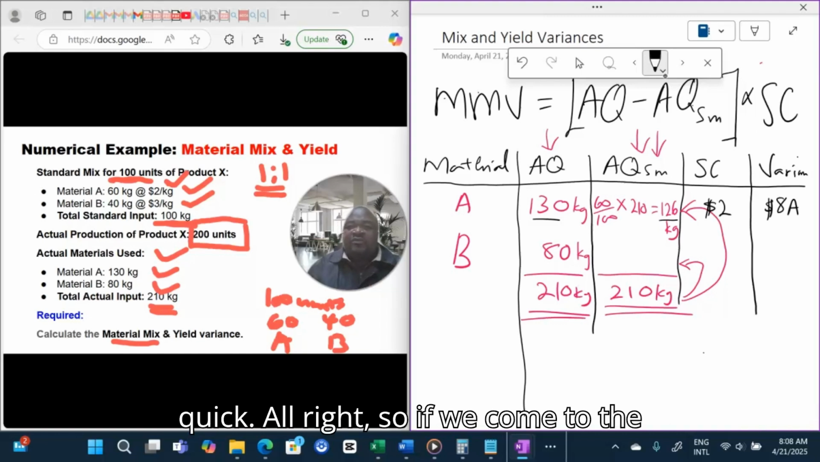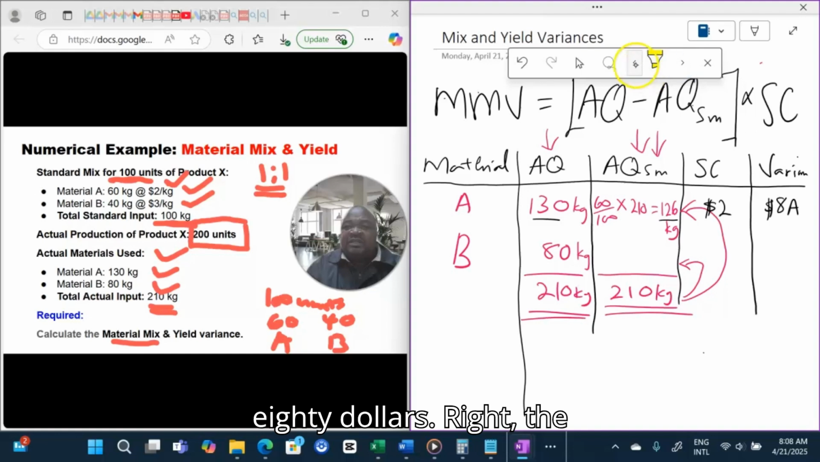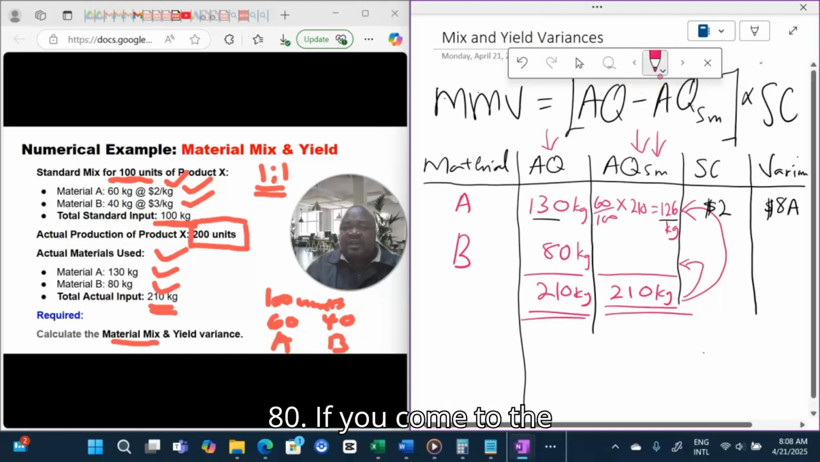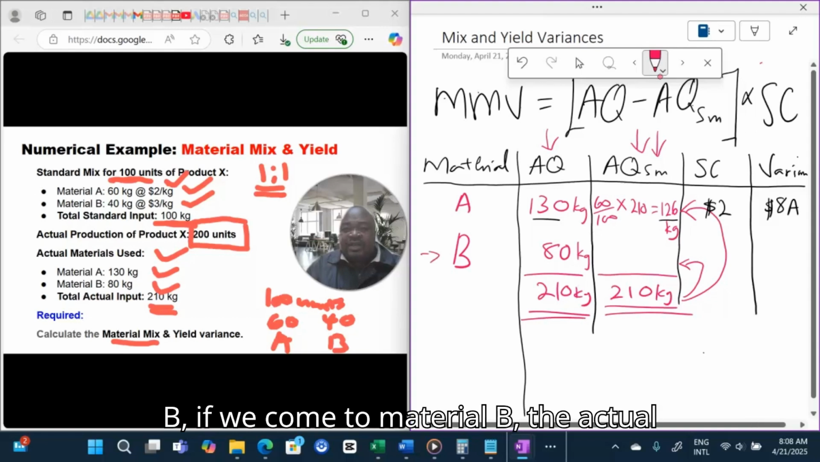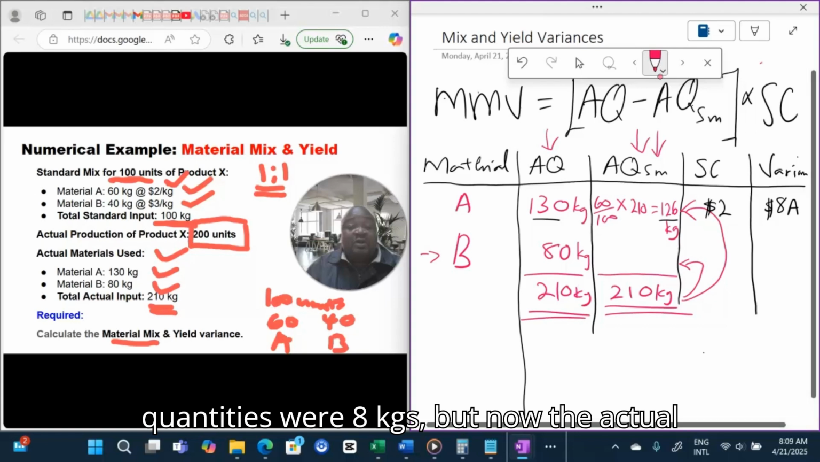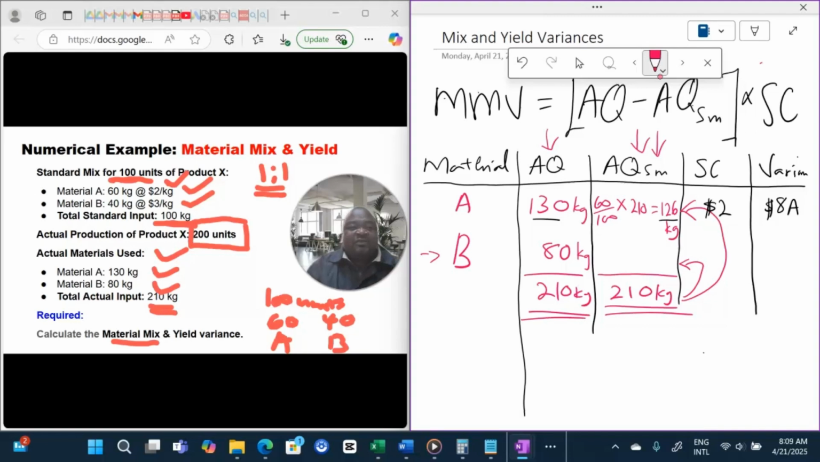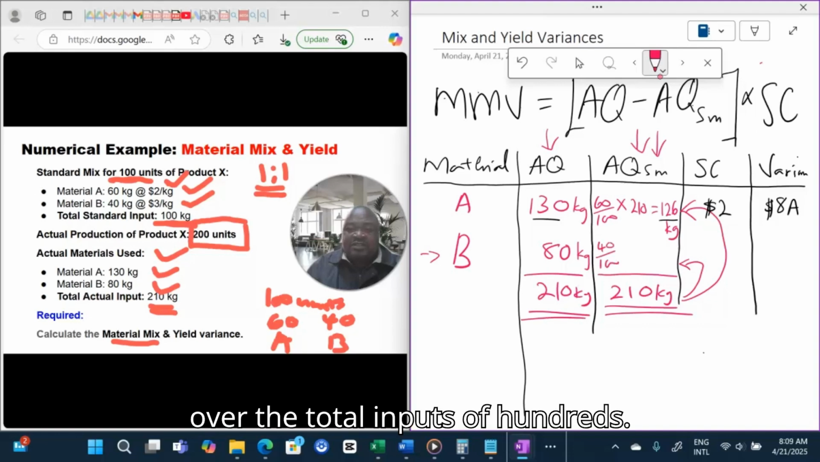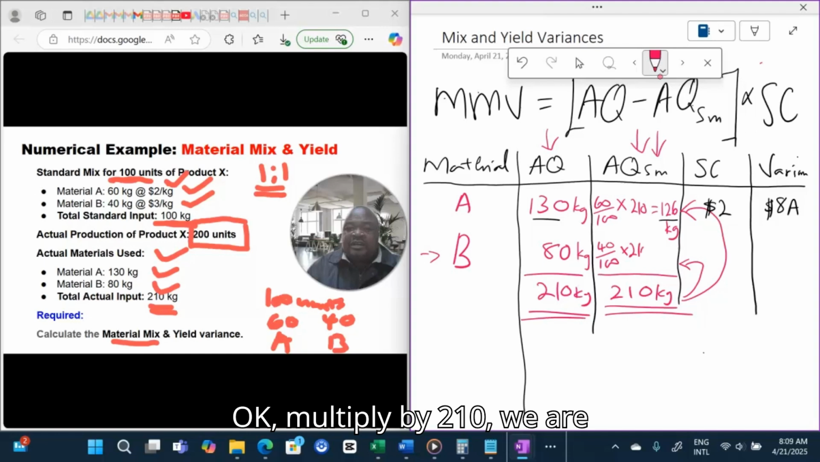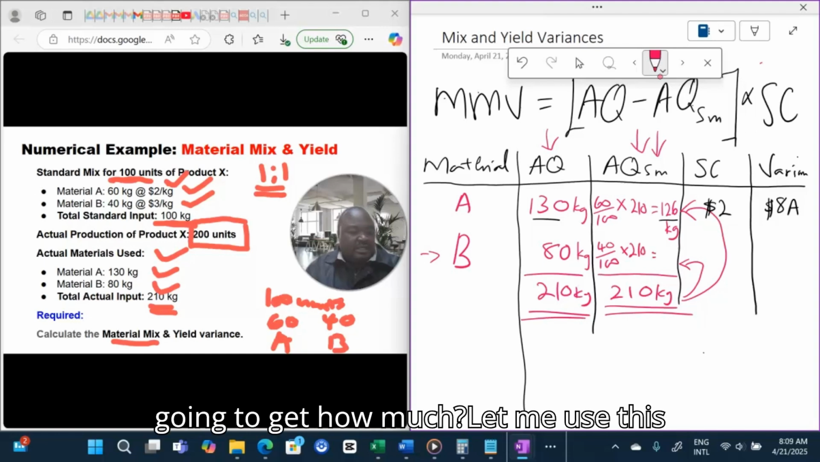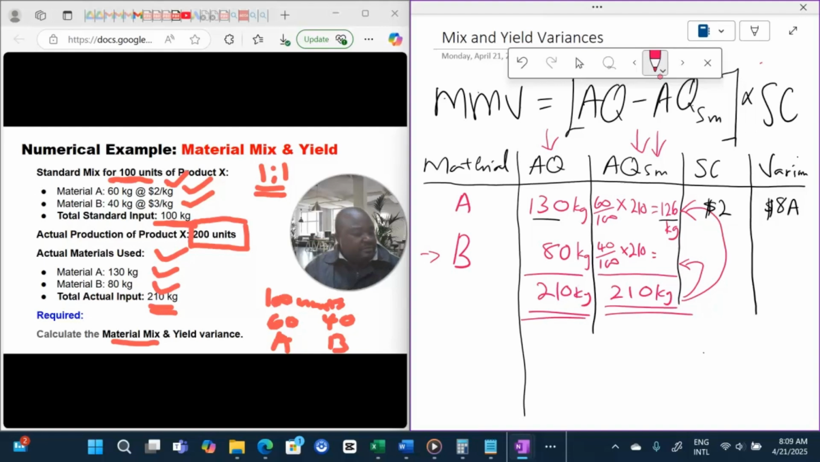Now, this time around, we're going to be quick. If you come to material B, the actual quantities were 80 kgs, but now the actual quantity is at standard mix based on the ratio. Remember, we were saying we needed 40 kgs for material B and 60 kgs of material A. So 40 over the total inputs of 100, multiplied by 210. We are going to get how much? Let me use this calculator.